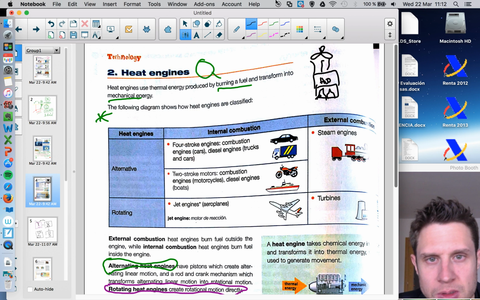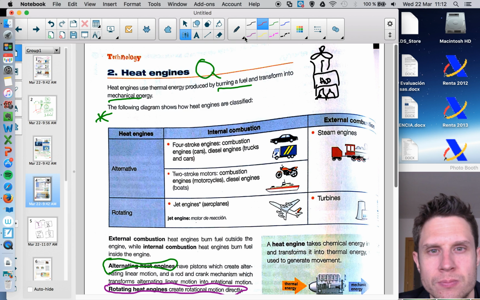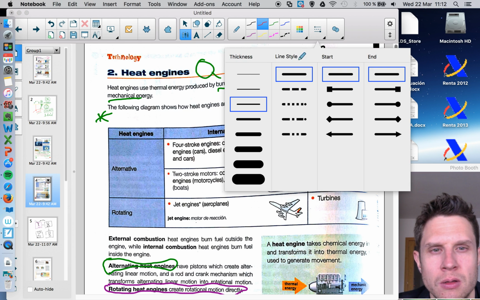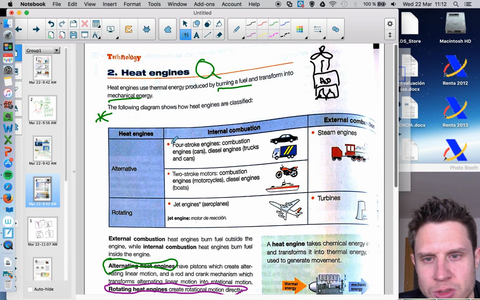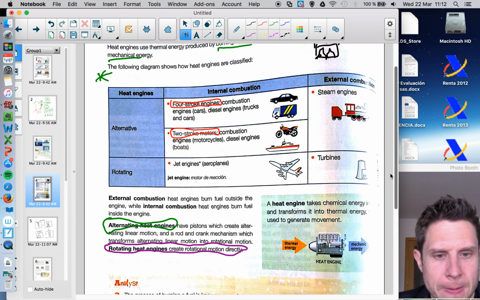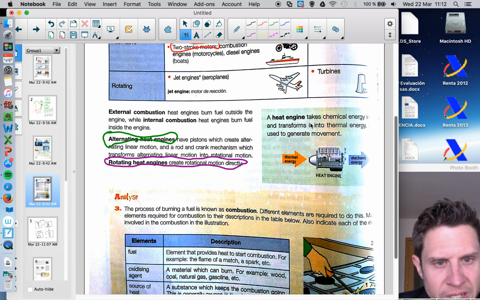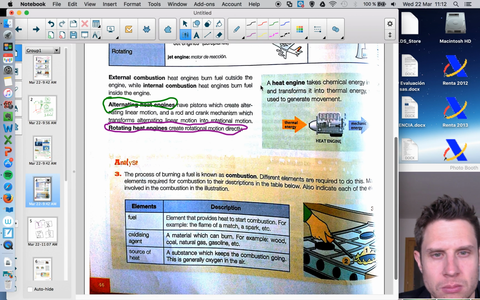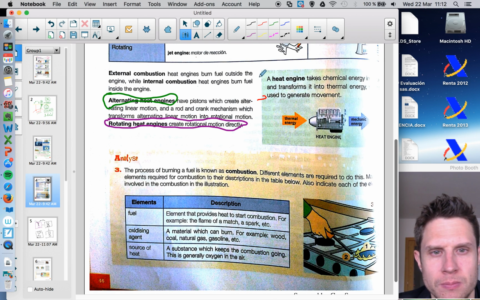Four stroke here. I'm gonna make it more thin. Four stroke engines, and two stroke motors. I'm gonna explain it later on. But that is really simple stuff. Good. Heat engines here. Heat engine takes chemical energy.